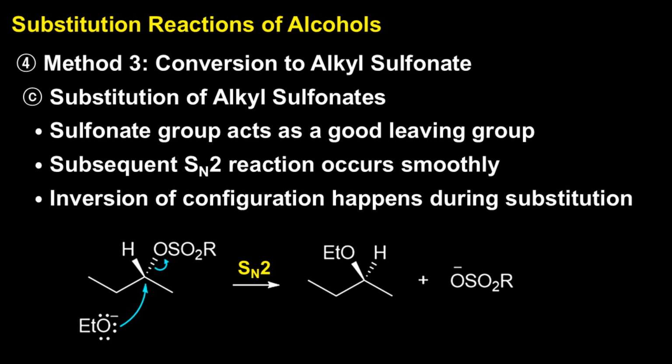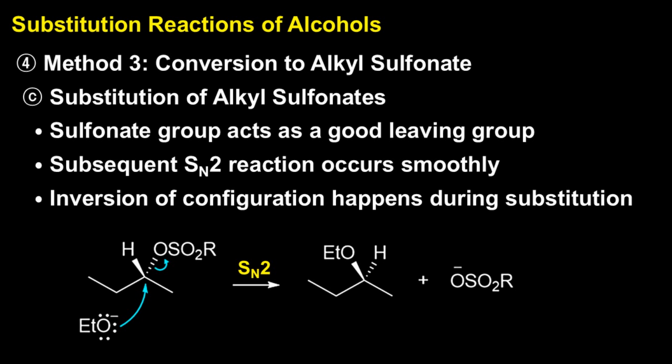Once the sulfonate group is in place, it acts as a great leaving group. So now, substitution can happen smoothly. A nucleophile, like ethoxide, comes in, performs a backside SN2 attack, and kicks out the sulfonate group. The result is a clean, stereospecific substitution with inversion of configuration.